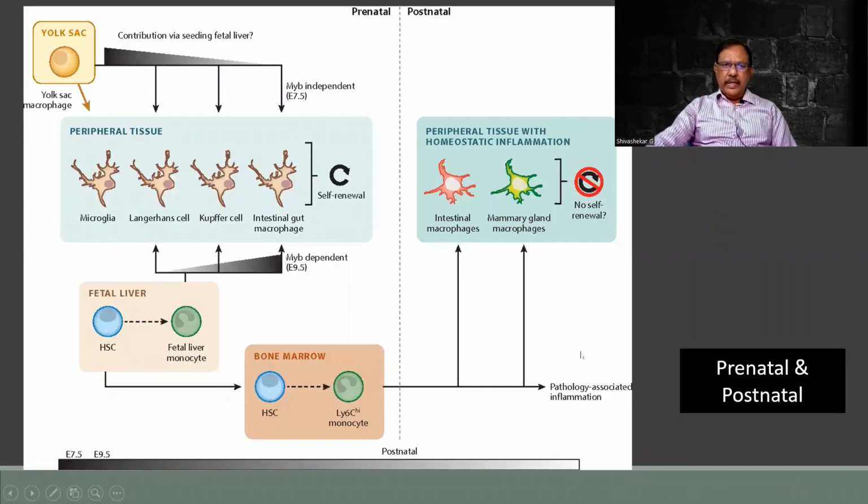So this is again a similar diagram showing the different types of cells, and they can be originating from the fetal liver or from the bone marrow or from the yolk sac. So with the development of the fetus and the person, you find that there can be a progressive decrease. There will be a disturbance in the milieu interior.